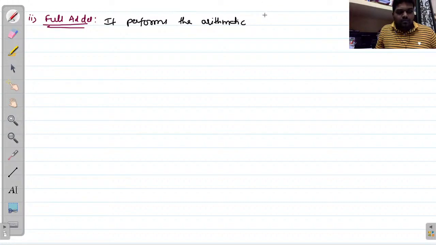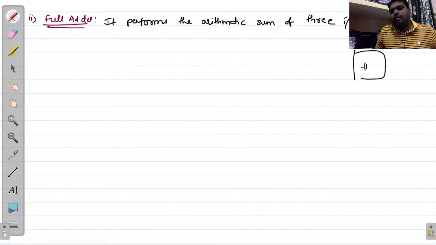So our next topic is full adder. It performs the arithmetic sum of 3 inputs. Okay, 3 inputs. In the previous case, what happened?